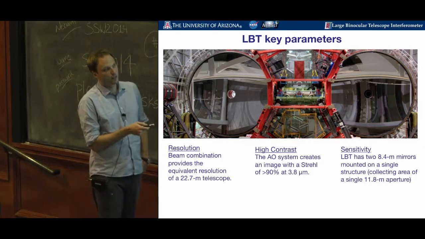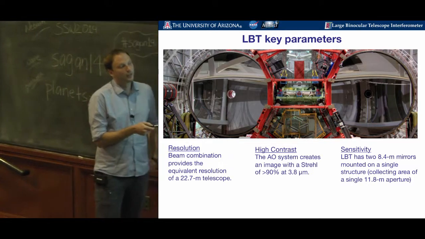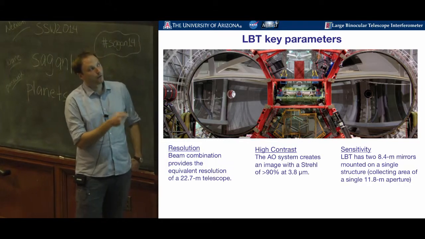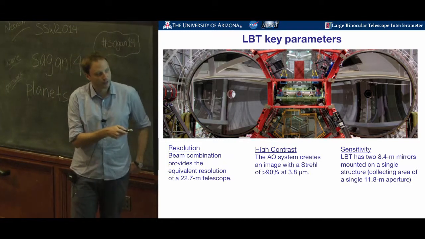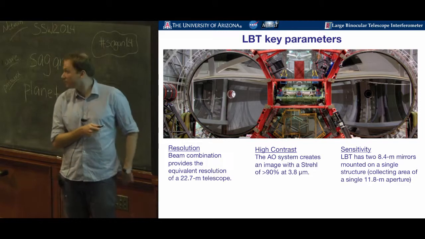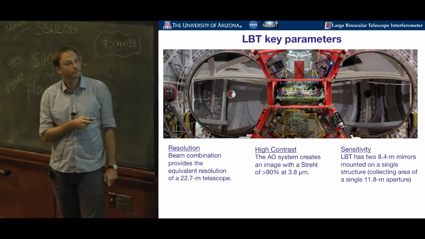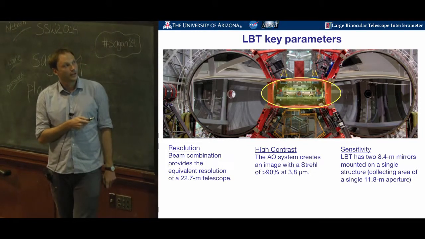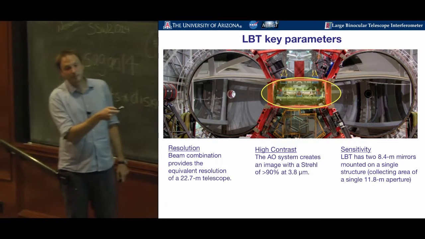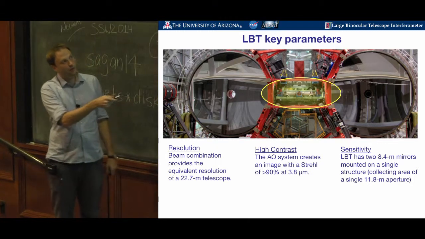And then the sensitivity: if you compute the collecting power of the two telescopes, it's equivalent to a single dish telescope of 11.8 meters in diameter. The LBTI is this green structure in the middle. It combines the light from the two telescopes.